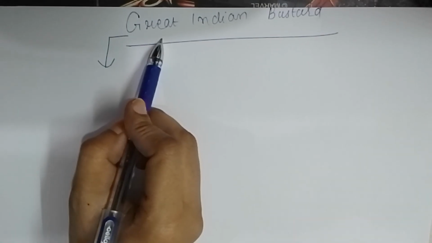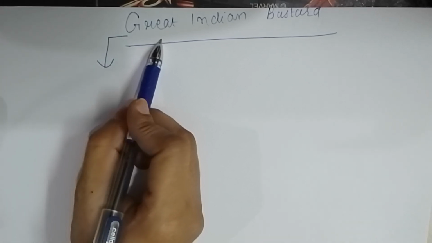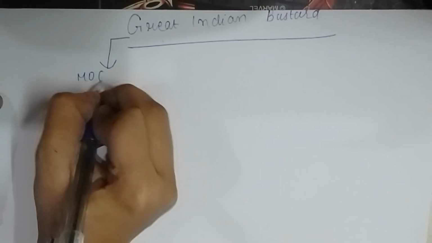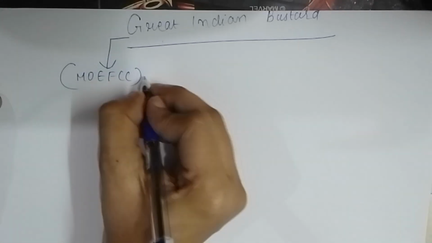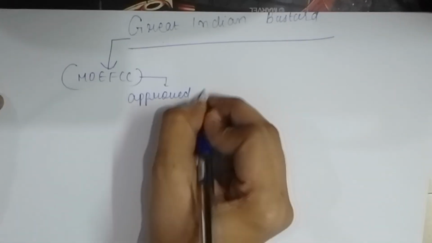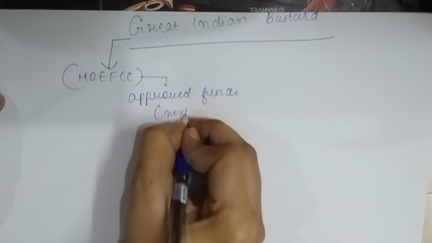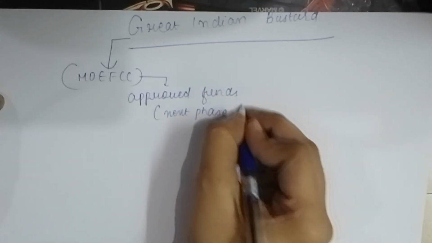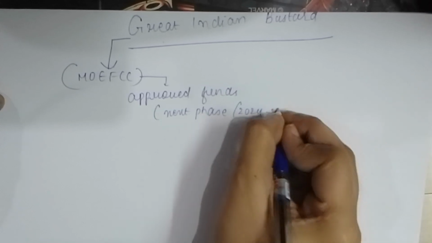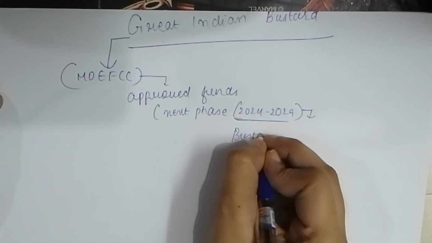Hello everyone, welcome to a series on environment, and our story today is about the great Indian bustard and why it was in news. The Ministry of Environment, Forest and Climate Change has approved funds for the next phase of the Bustard Recovery Program. Again, for the next phase, that is 24 to 29 of Bustard Recovery Program.